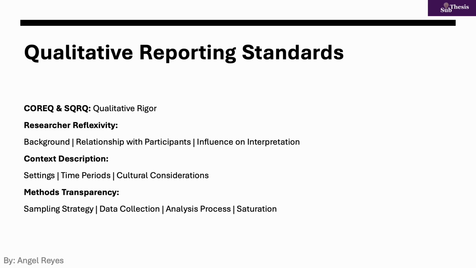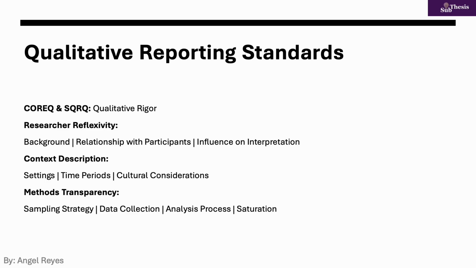They require detailed description of context, settings, time periods, cultural considerations. Qualitative findings are inherently contextual. Readers need rich description to judge transferability. Sampling strategy must be explained, not just who participated, but why they were chosen, how saturation was determined, who declined, and possibly why. This purposeful sampling differs from statistical sampling, but requires equal transparency.